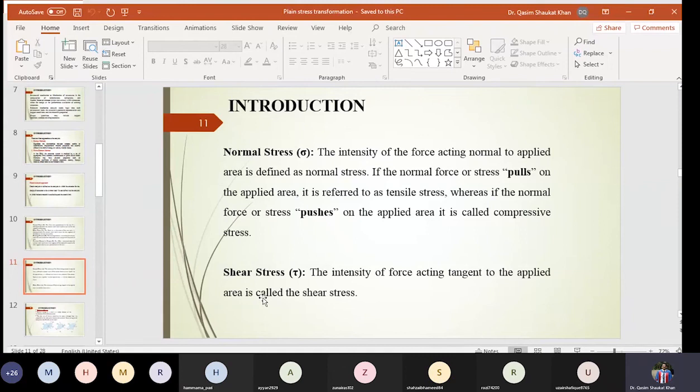So we will be now talking about these normal stresses and the shear stresses, and when we will analyze over the element there will be normal stresses and the shear stresses. Okay guys, so this stress, normal stress and the shear stress is clear. Shear stress is represented by torque. Is this clear?